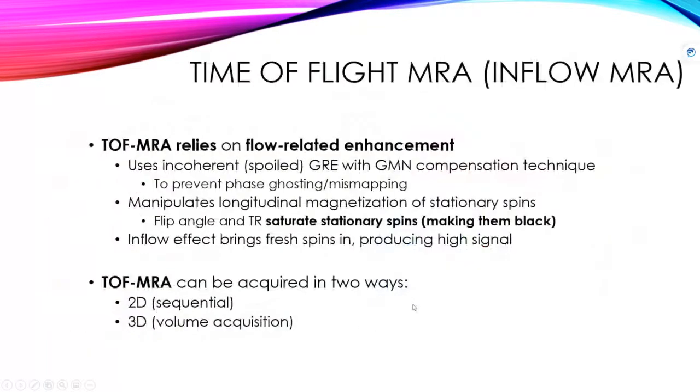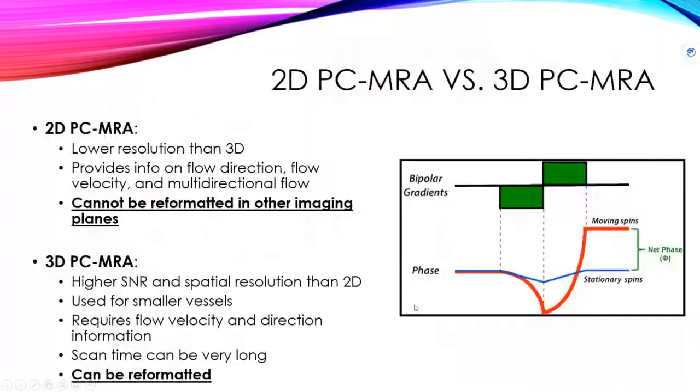So let's look at the last type, which I'll just go over real quick. Just like time of flight, phase contrast has 2D and 3D. And this is that bipolar gradient that we're talking about. And notice how down here, the blue line is the stationary spins' phase. The orange line is the moving or flowing spins' phase.